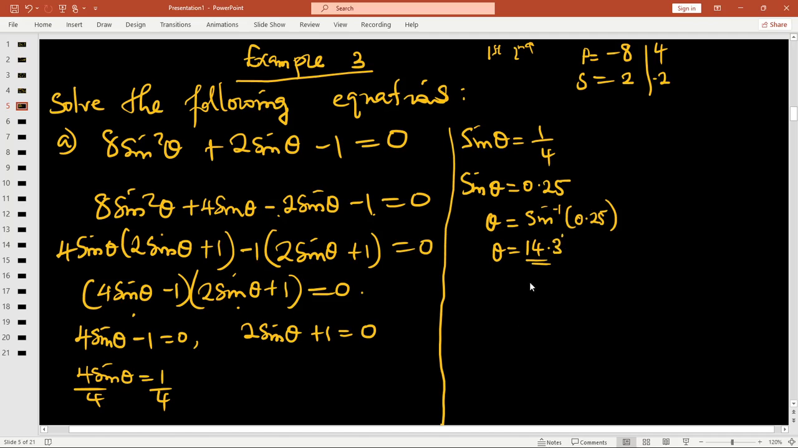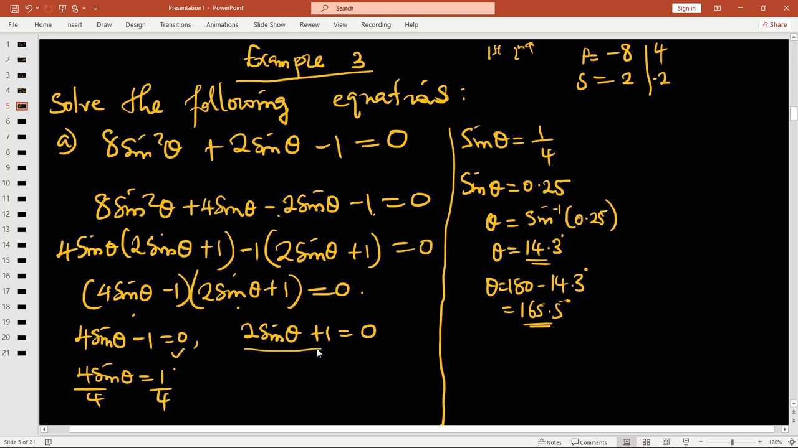We round it off. Then in the second quadrant, where we need our answer from as well, we're going to have theta is equal to 180 degrees minus 14.3 degrees. So this will give us 165.5 degrees here. So these are the first two solutions of this equation that you have in this set.